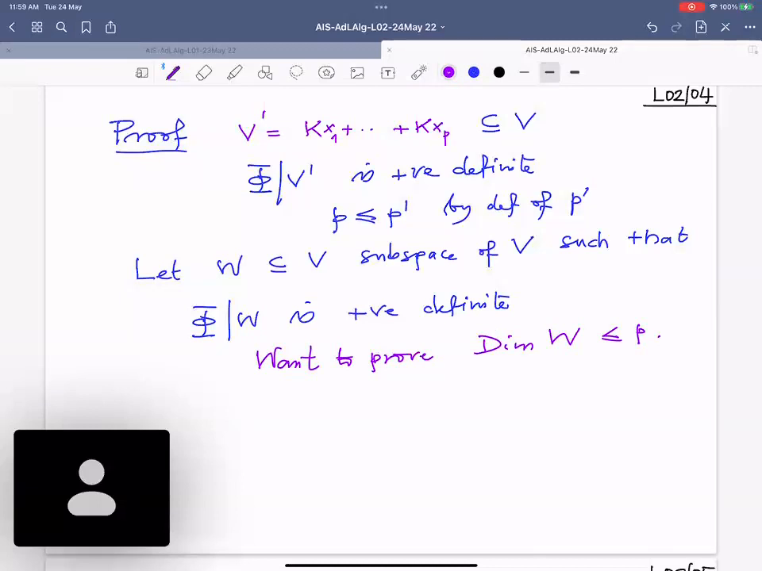And once I prove that, I get the other inequality. Because then all these dimensions are bounded by P, therefore the maximum will be bounded by P, therefore P prime will be bounded by P. And therefore we get the other inequality. All right, so we want to prove that.